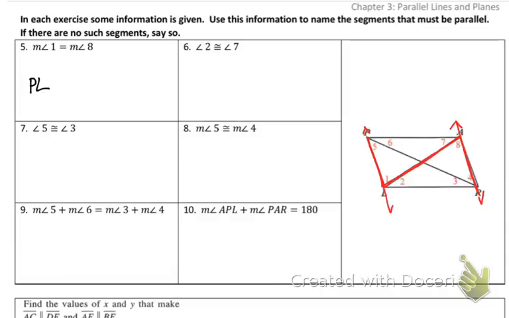Could you also do PA and LR? No, it doesn't work, because of which way the angles open up. Which one did you say, Evan? PA and LR. That's the next one, isn't it? I did measure 1 and 8. No, it has to be PL and AR. Those are the ones that can be parallel based upon that fact.